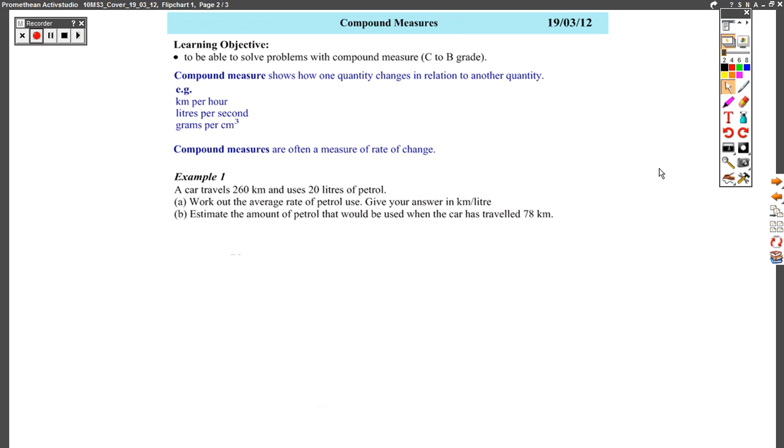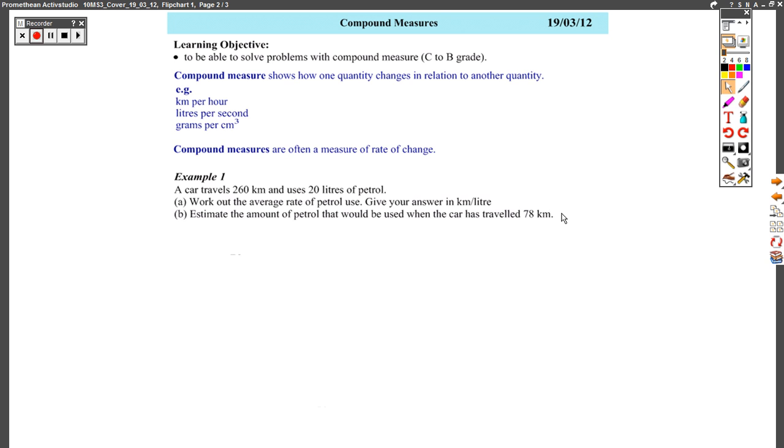Now, looking back at Friday, we moved on to a new topic of compound measures. Now, compound measures is all about showing how one quantity changes in relation to another quantity. For example, the speed of a car, that's kilometers per hour, or how quickly liquid can be poured from a container, that's liters per second, or something known as density, that's mass per volume, in this example, grams per centimeters cubed. Now, another way of looking at compound measures is to think about it as a measure of rate of change. Now, in terms of the grade, it goes between C to B grade, but at times it does touch A grade. I'd like to go over 2 examples with you.